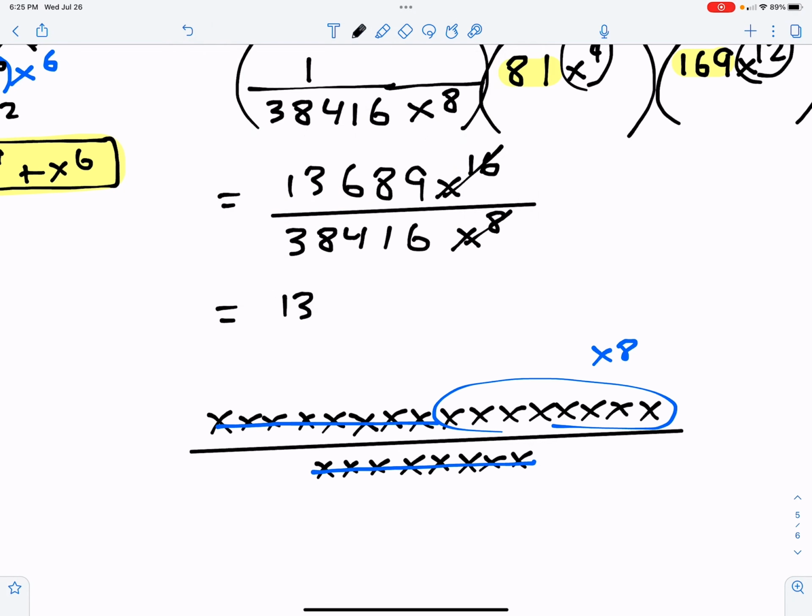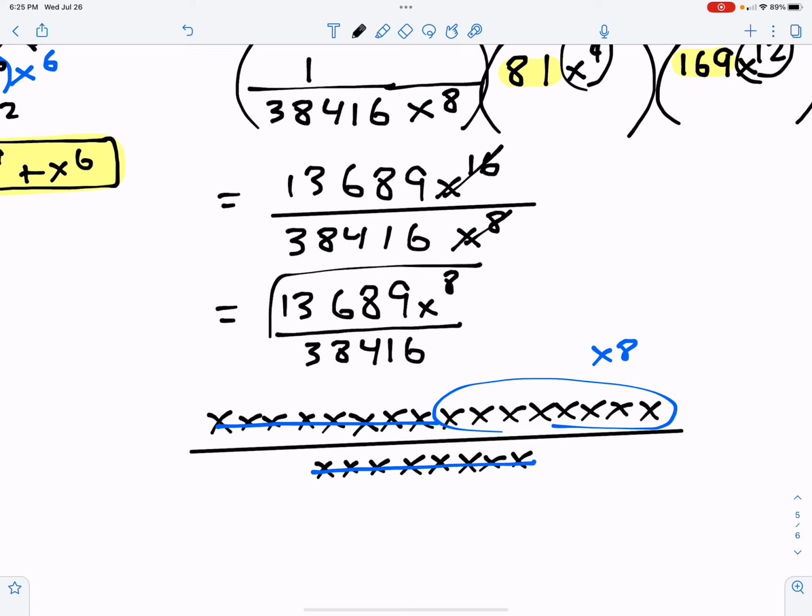So we have 13,689 x to the 8th power over 38416. Okay, now you could probably try and reduce that if you want, number-wise, but I'm not going to.